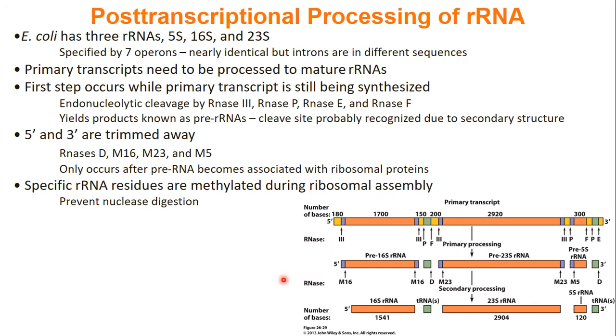And during the building of the ribosome, you'll also have other processing, secondary processing, that will methylate certain rRNA residues, and this prevents the rRNA from being destroyed, which would be a very bad thing. You don't want your ribosomes prematurely destroyed by your own machinery.